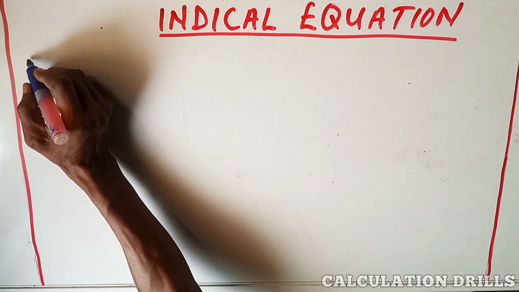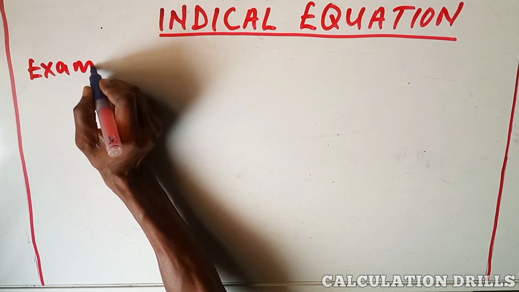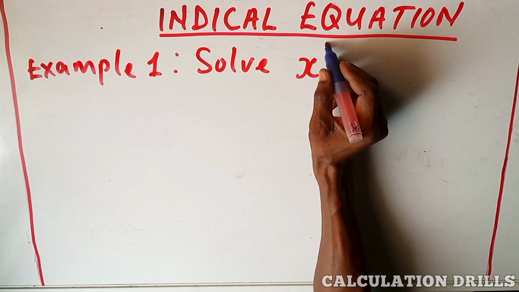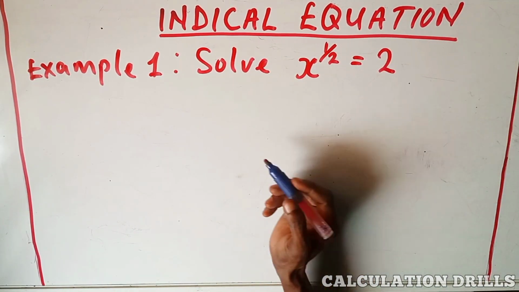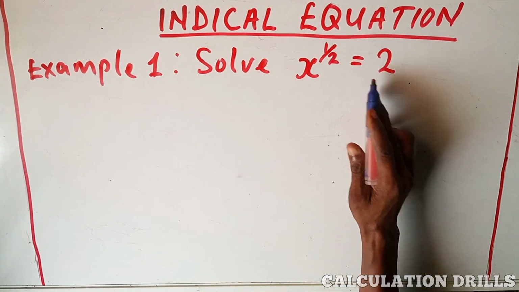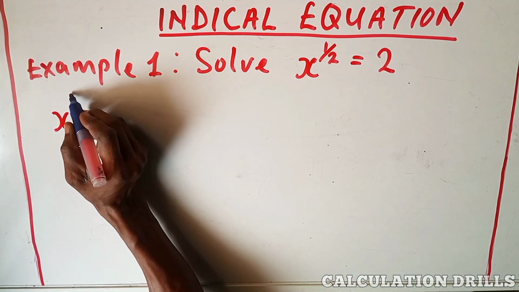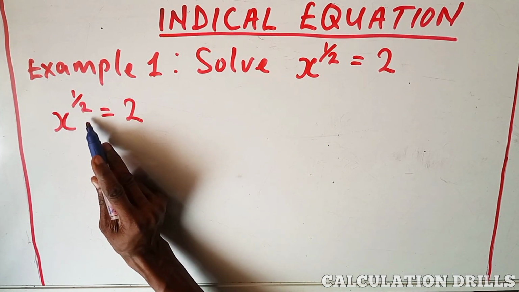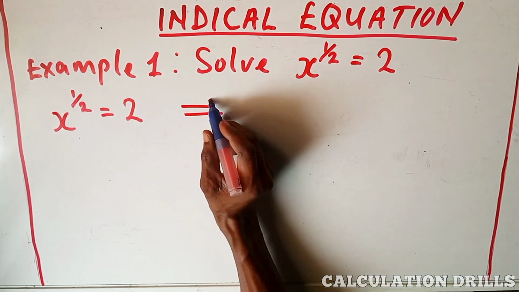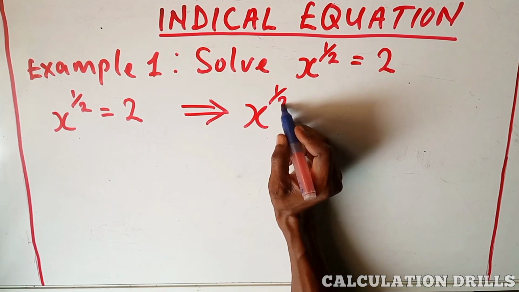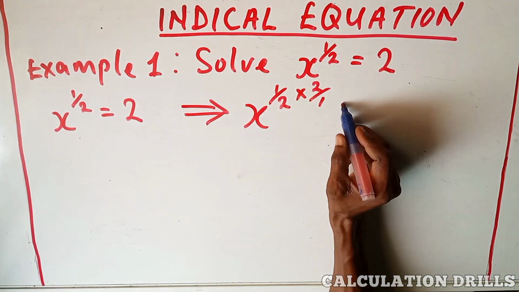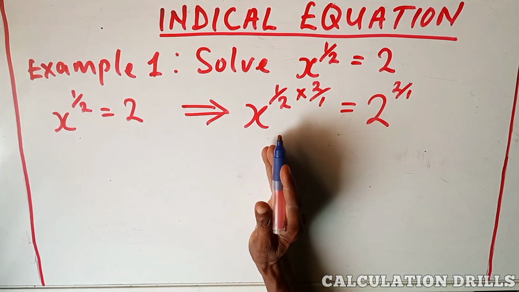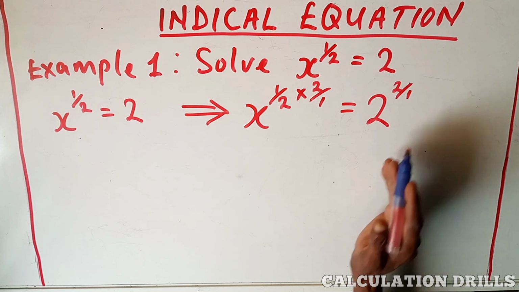Indicial equations. Example 1. Solve x raised to power 1 over 2 is equal to 2. This is an equation. I repeated the same question. So we have to make x alone, and by so doing, we multiply the power, which is 1 over 2, by 2 over 1. Do the same thing to the right hand side, and when we did that, x now is alone.